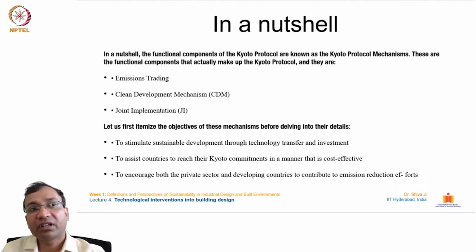In a nutshell, the functional components of the Kyoto Protocol are known as the Kyoto Protocol mechanisms. These are the functional components that make up the Kyoto Protocol, and these are the following: emissions trading, clean development mechanism, joint implementation. Okay, so let us first itemize the objectives of these mechanisms before diving into further details. So, to stimulate sustainable development through technology transfer and investment, to assist countries to reach their Kyoto commitments in a manner that is cost effective, to encourage both the private sector and the developing countries to contribute to emission reduction efforts.